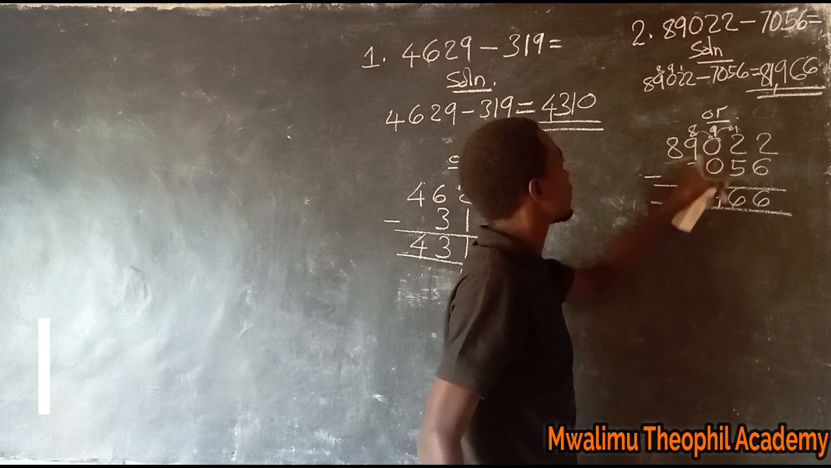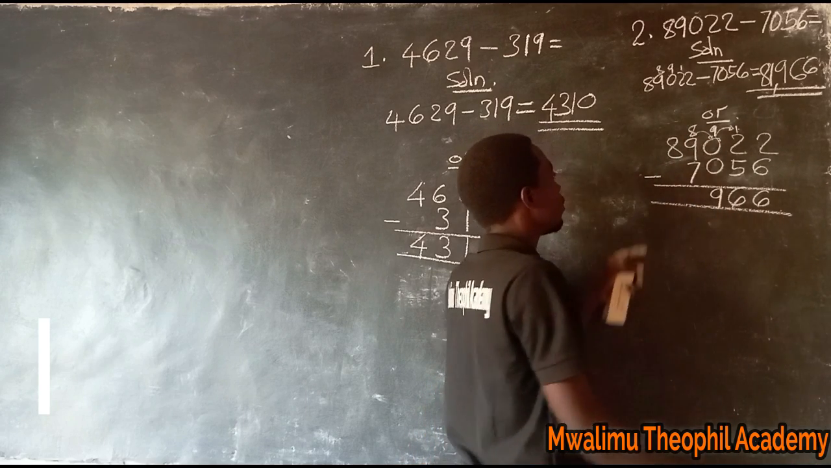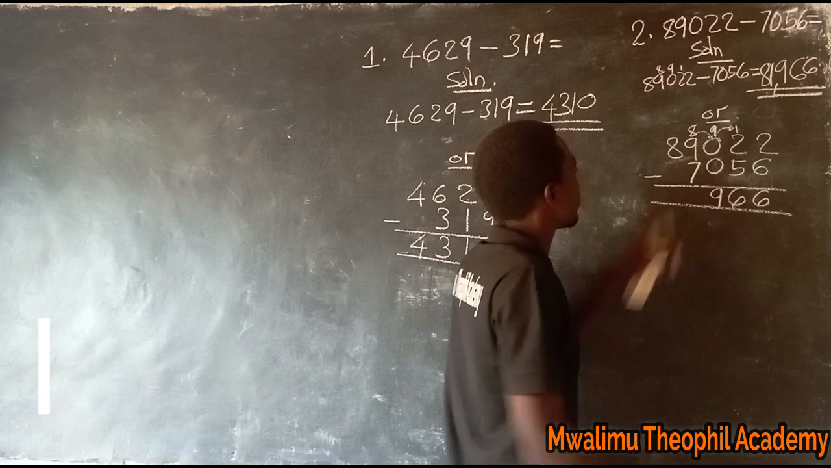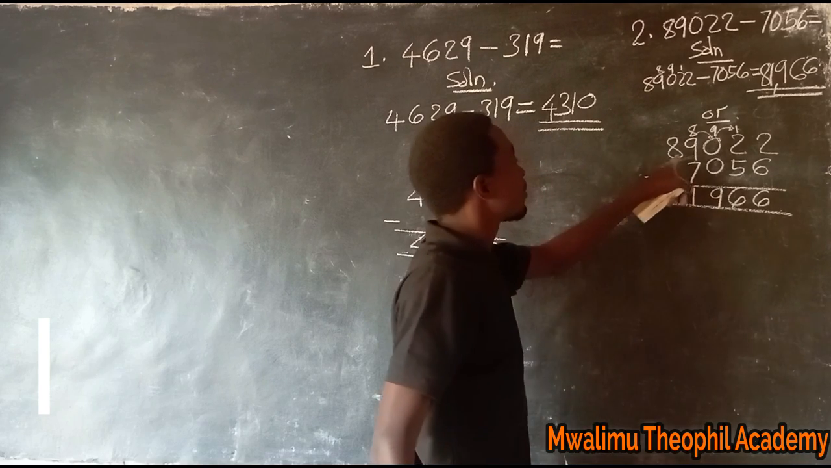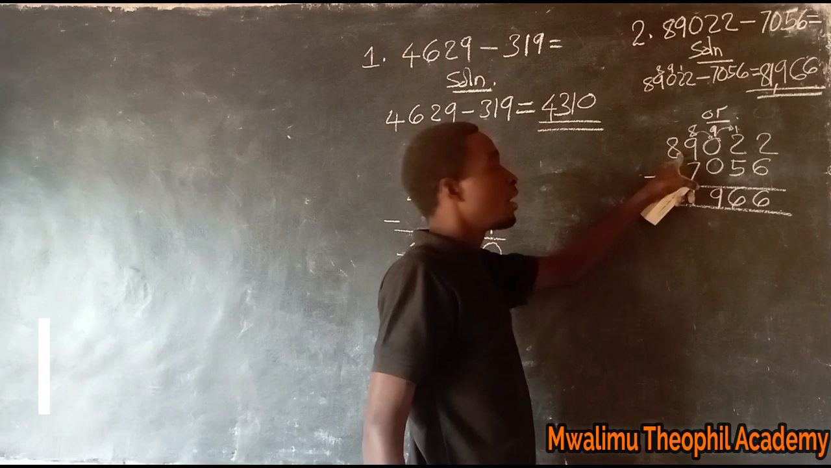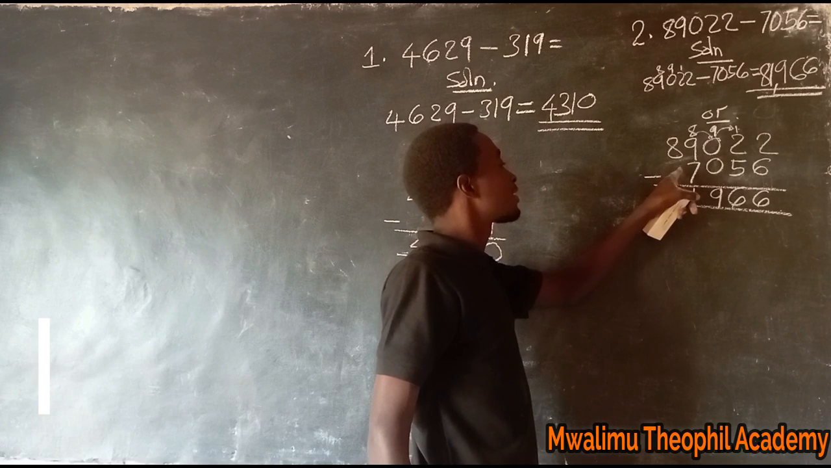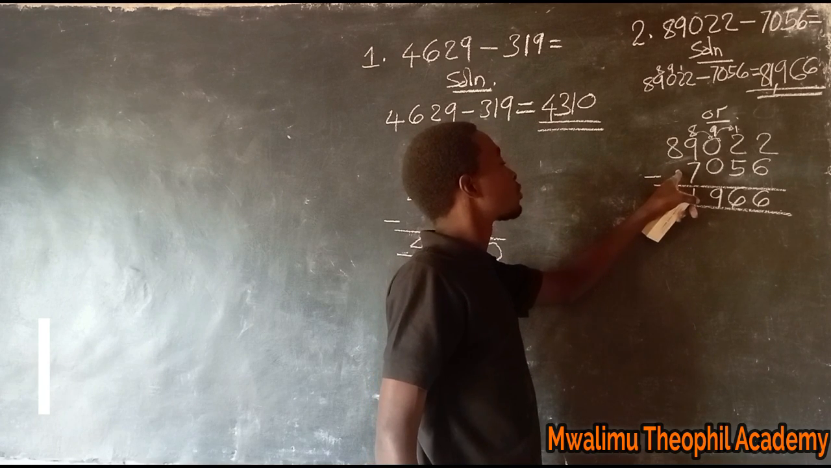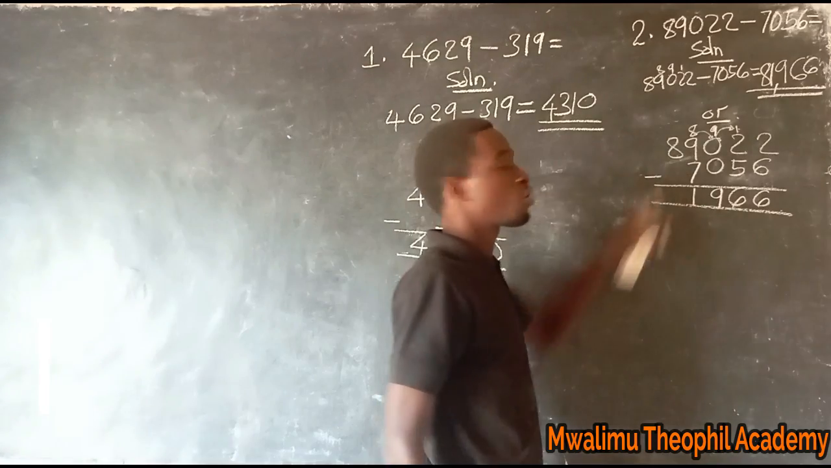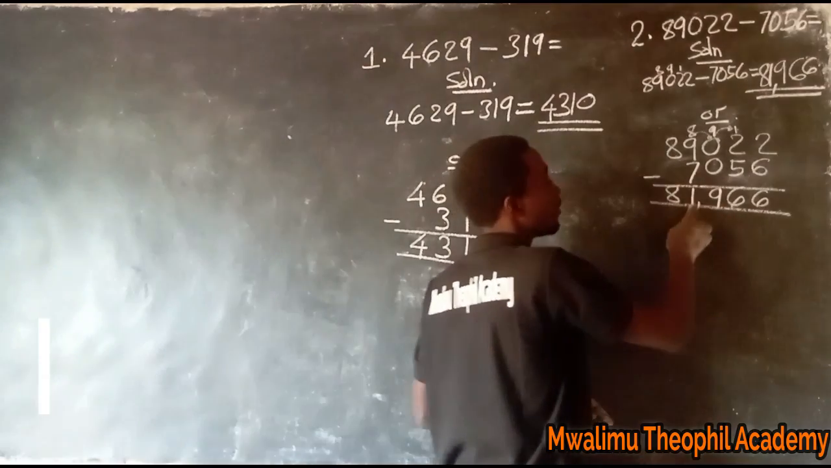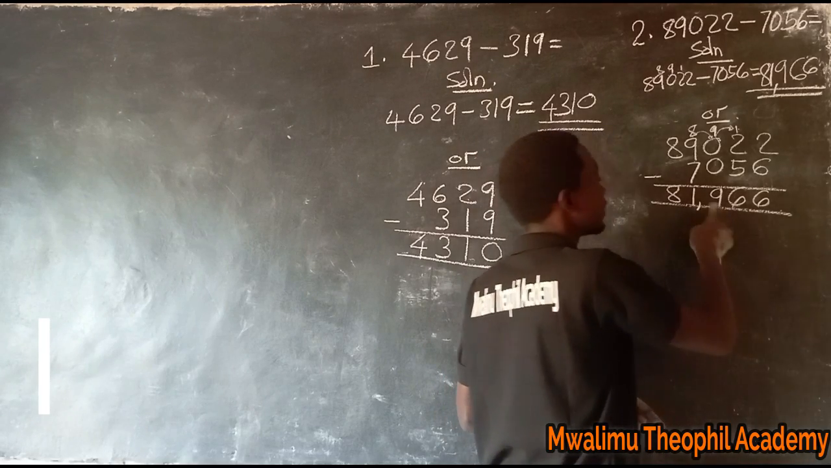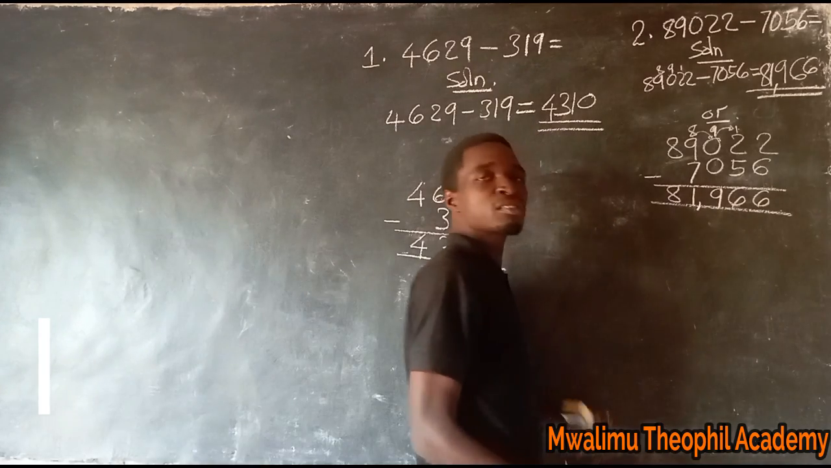So this is 8 minus 7. 8 minus 7, you get 1. Now we remained with this 8. There is no digit in the second number which should be subtracted from 8. So 8 is written as it is. So the answer here is 81,966. This is the end.